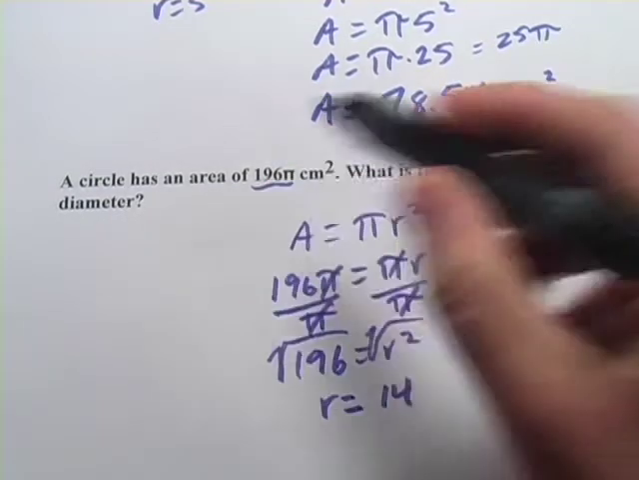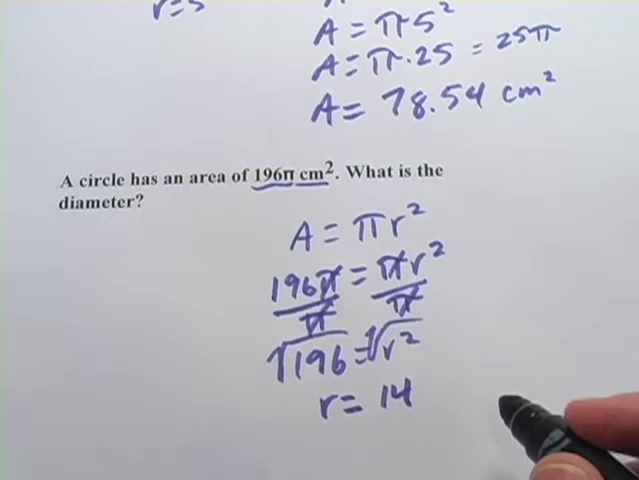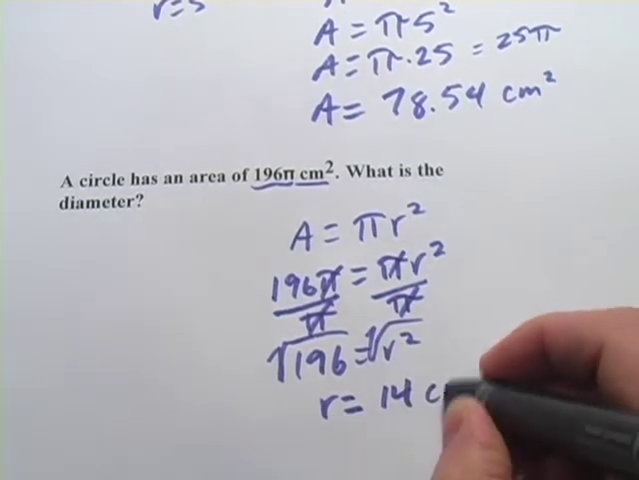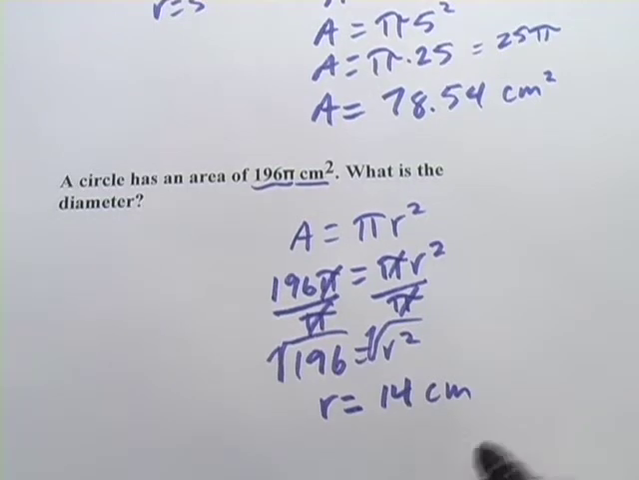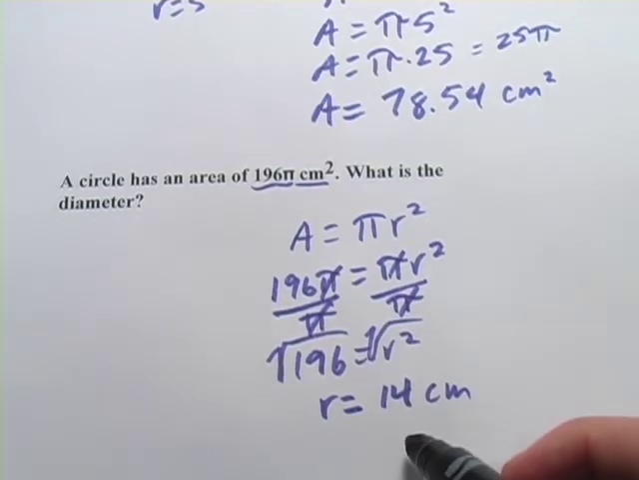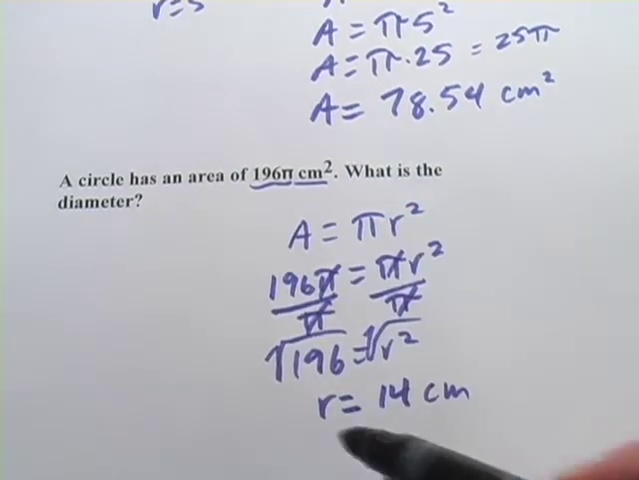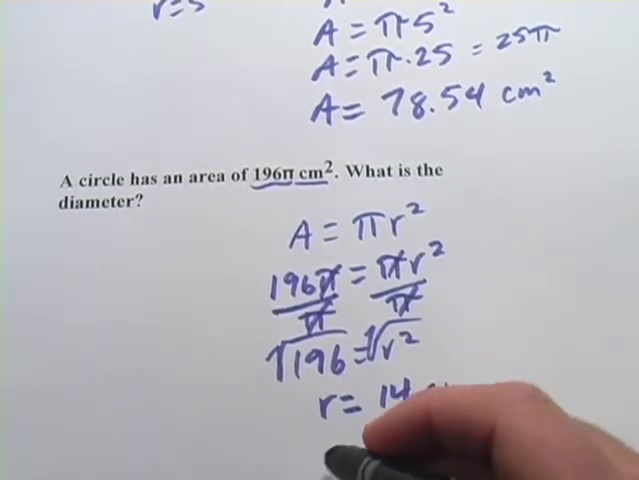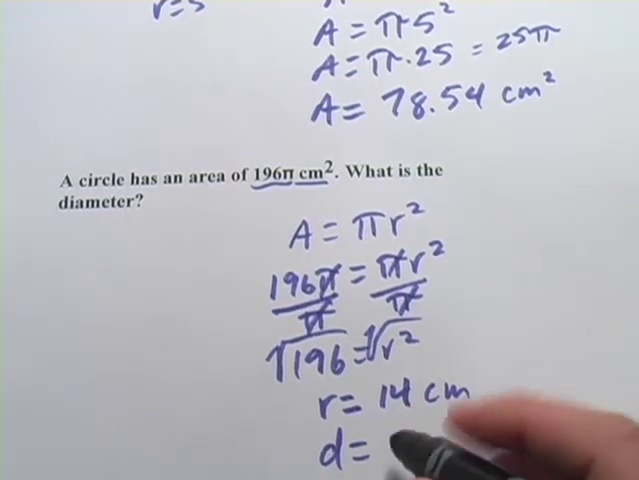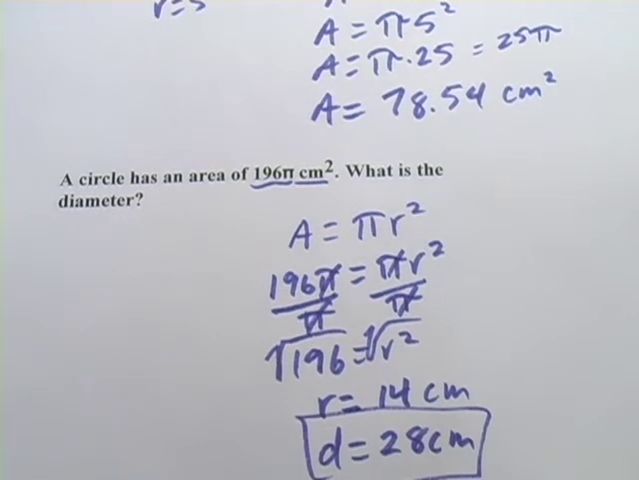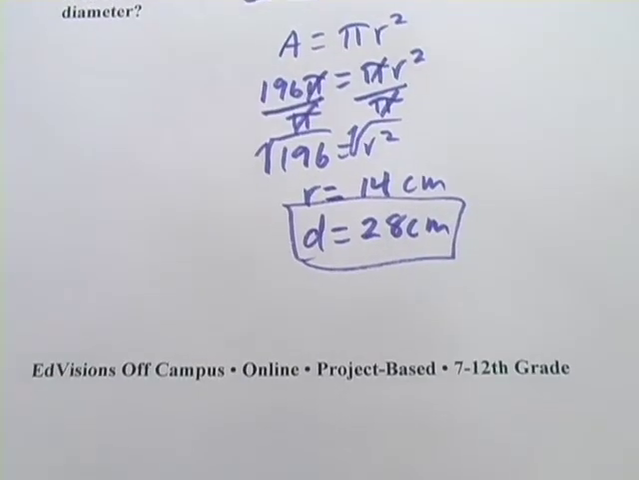Now, our units here, they gave us the area in centimeters squared. When we go down to the radius, that's just a line, so that's just plain old centimeters, no longer squared. And we're not done. We haven't solved this because, remember, they asked for the diameter, and we solved for the radius. Well, the diameter is twice the radius, so the diameter would be 2 times 14, or 28 centimeters. So that's a little bit of work with the area of a circle.